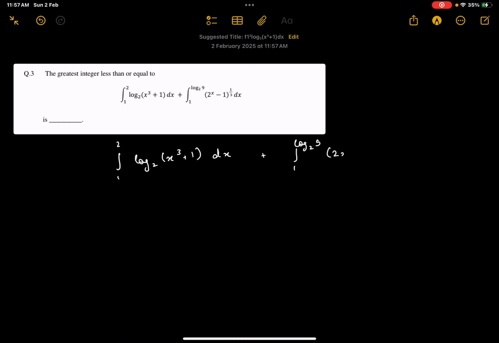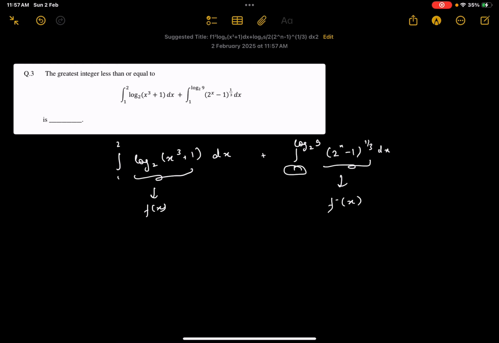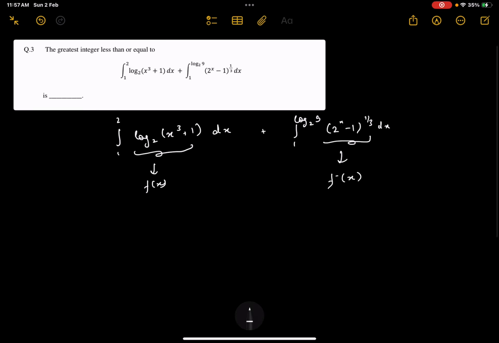Observe that if we take this as f(x), we'll get that this is f inverse x, and if this is f(x), then this is f1 and this is f2. So this whole thing is simply a to b.